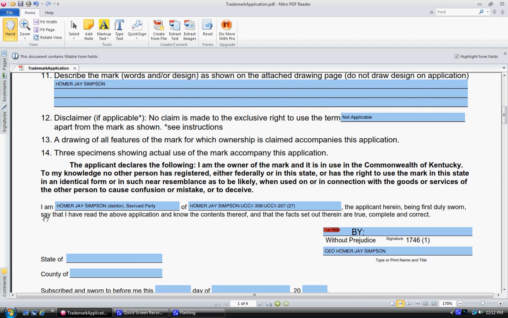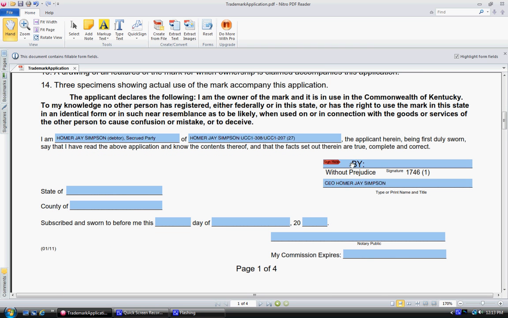You type in your name in all capital letters and the word debtor in parentheses, comma, secured party of your name again in all capital letters, and you write UCC1-308/UCC1-207 with the numerical number 27 in parentheses. And then down here, she says when you do your signature, you want to write this in. I typed this in here.